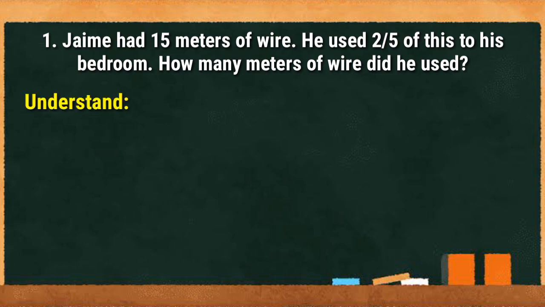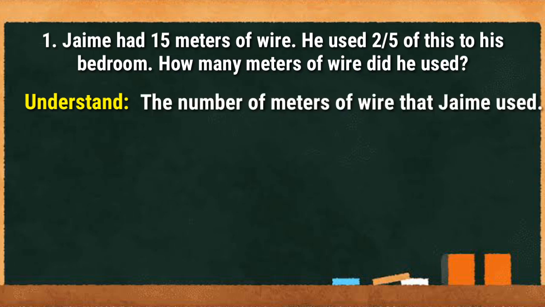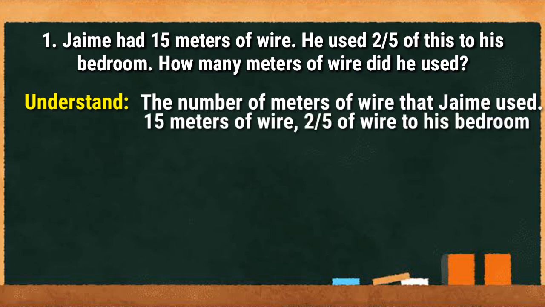We have to understand the problem. What is asked in the problem? And what are the given facts? What is asked in the problem is the number of meters of wire that Jaime used. And the given facts are 15 meters of wire. He used 2/5 of this to his bedroom.